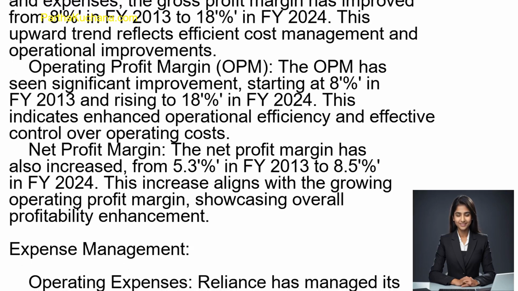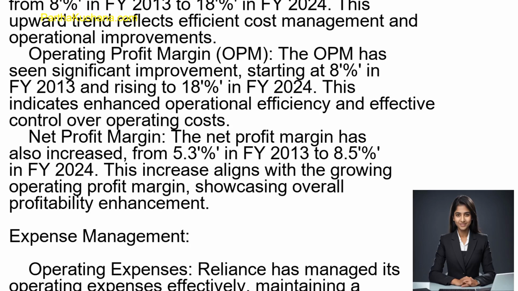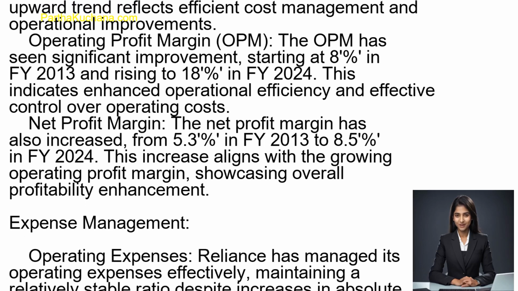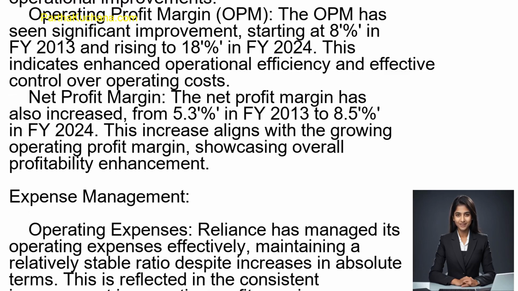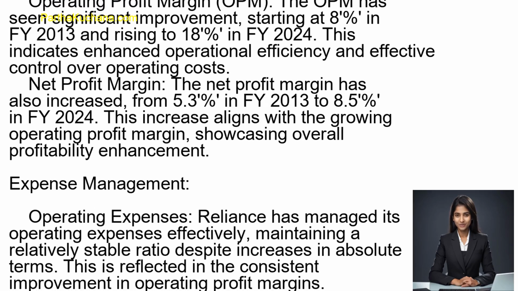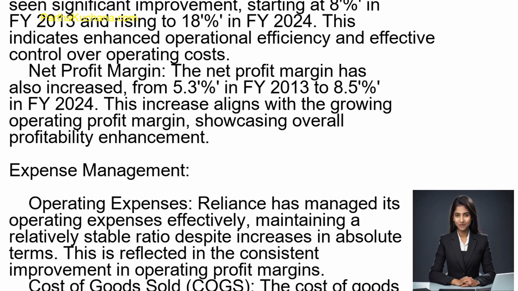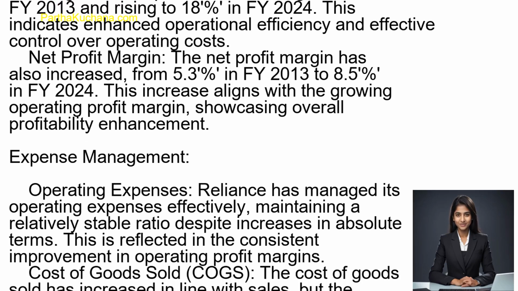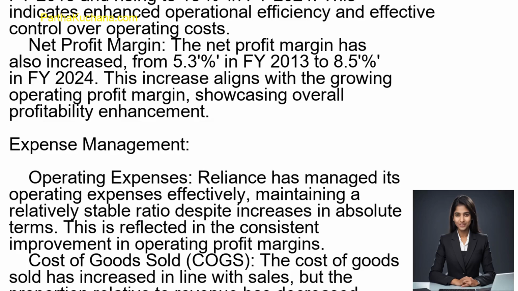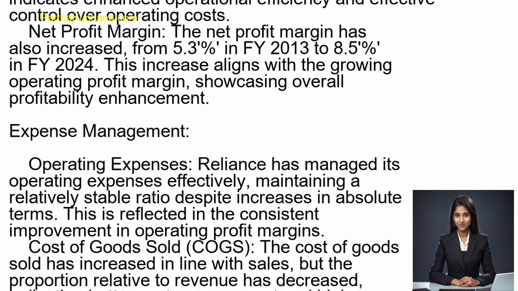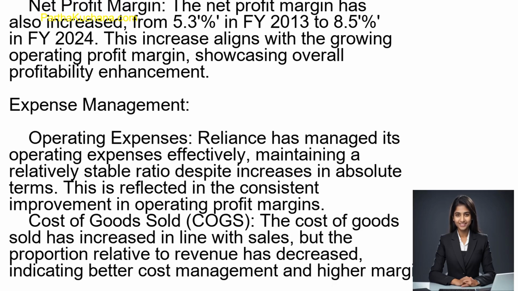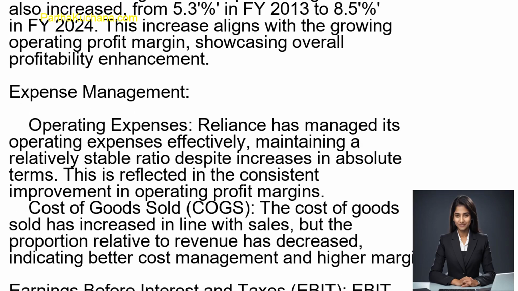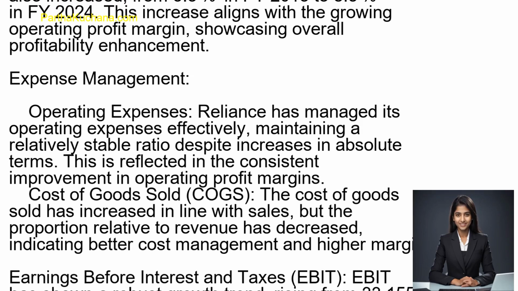Expense management. Operating expenses. Reliance has managed its operating expenses effectively, maintaining a relatively stable ratio despite increases in absolute terms. This is reflected in the consistent improvement in operating profit margins. Cost of goods sold, COGS. The cost of goods sold has increased in line with sales, but the proportion relative to revenue has decreased, indicating better cost management and higher margins.